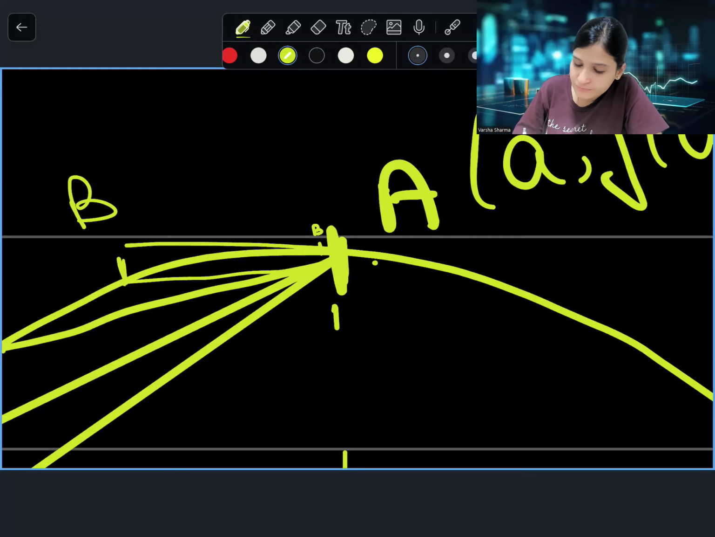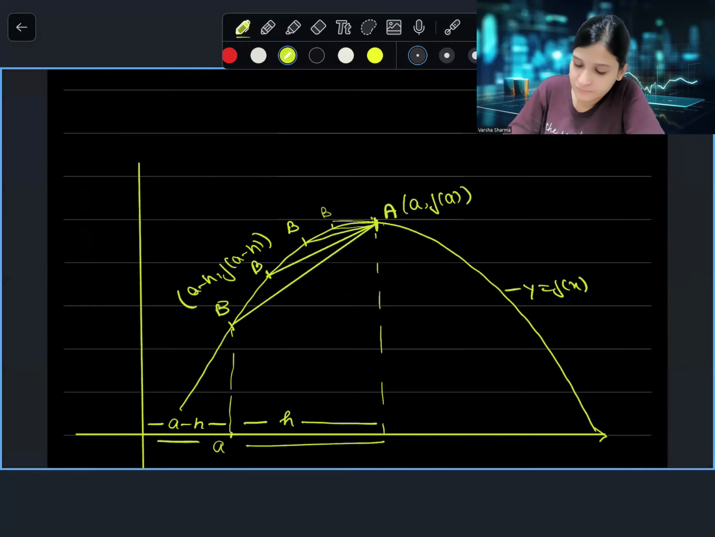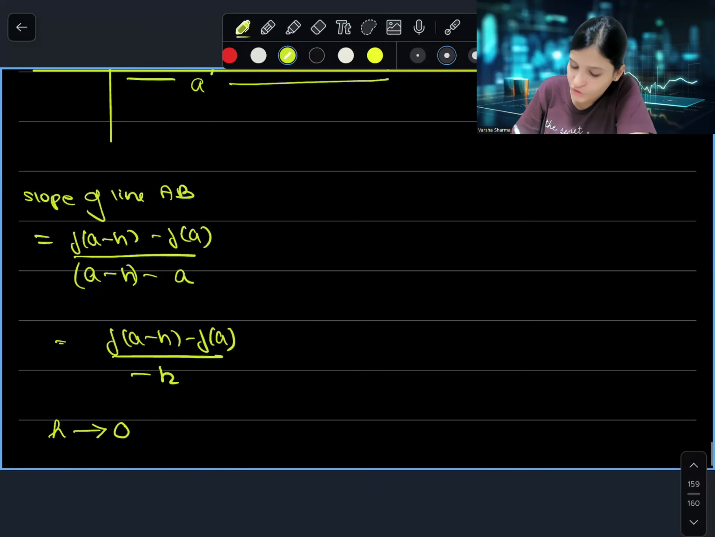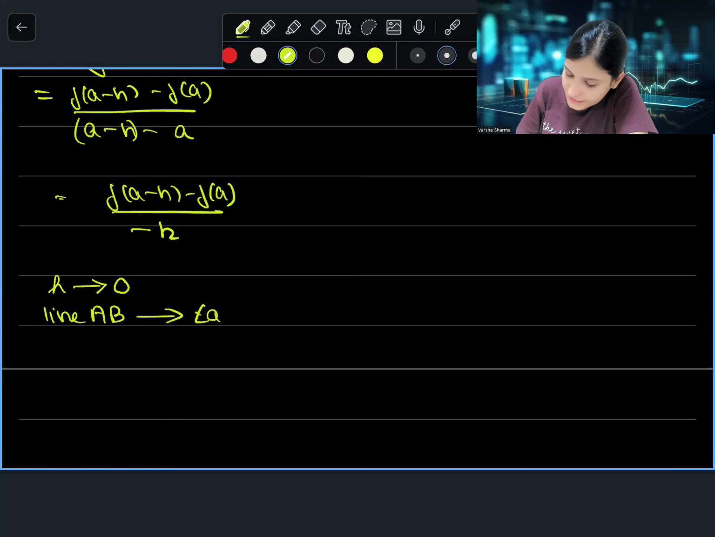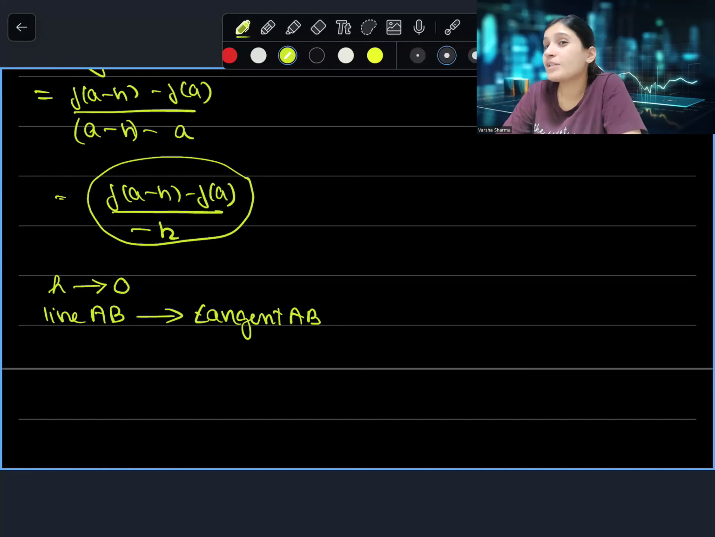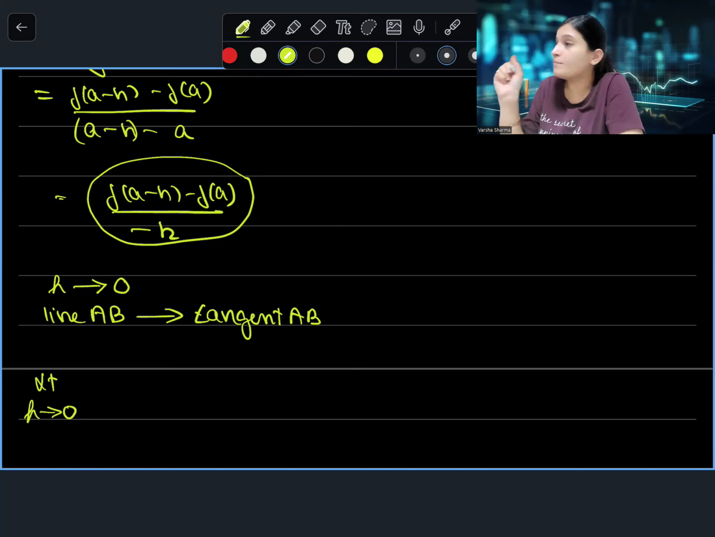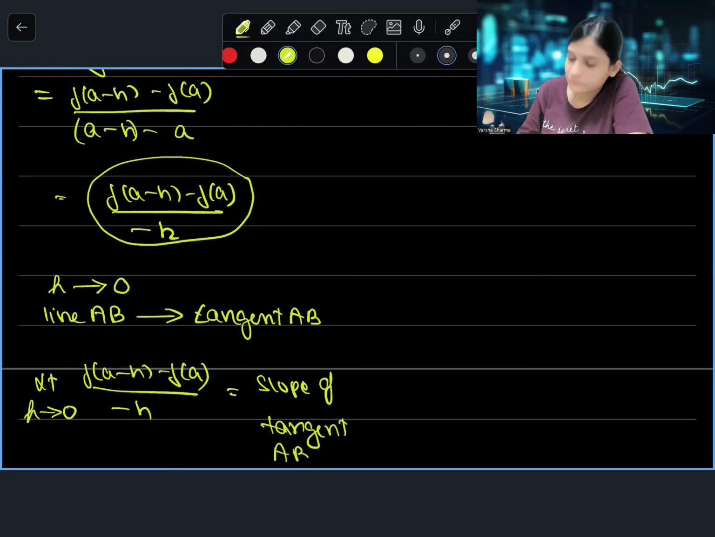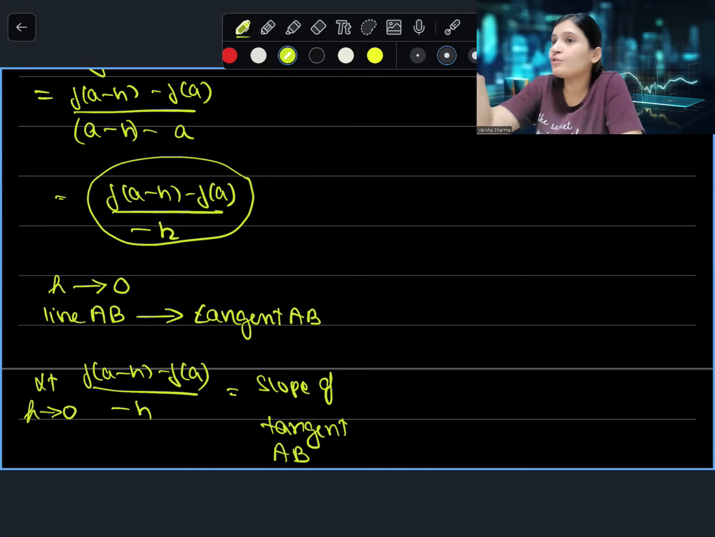And now if I join A and B, how does the line look? The line AB looks like tangent AB. That means if I make this difference h almost 0, line AB becomes tangent AB. Online, yes or no? Yes, ma'am. So this was the slope of line AB. This will now become the slope of tangent AB under the condition h is almost 0. So limit h tends to 0, this value will be the slope of tangent AB. Understood?